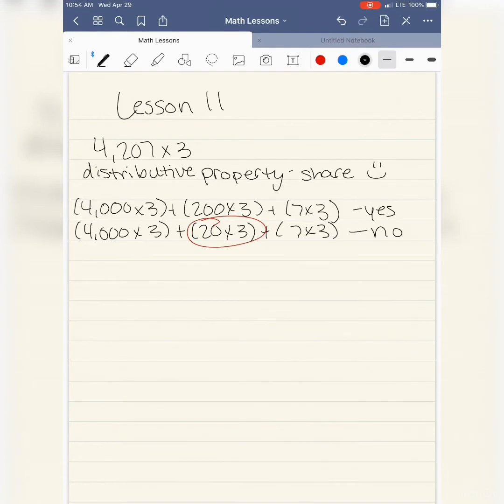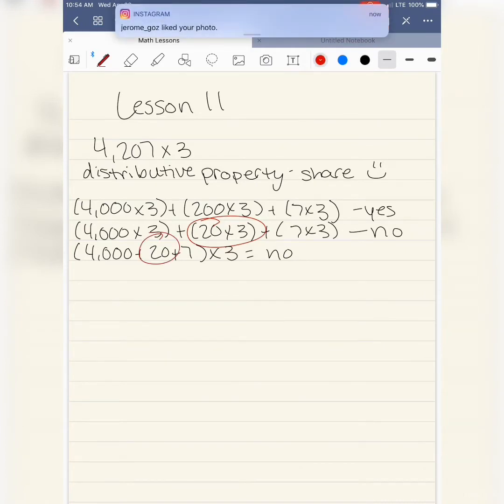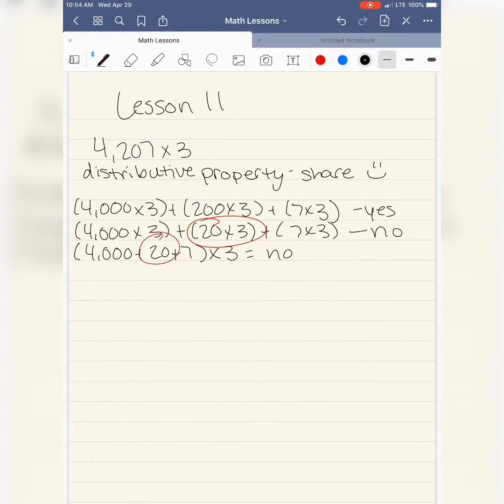All right. Now we're just doing it by expanded form, multiplying it by 3. We're not distributing out. 4,000 plus 20 plus 7 times 3. That will not work again because of the 20. So we're looking at 4,000 plus 200 plus 7 times 3. And this one will work because, again, it is in expanded form and we will just distribute out that 3.